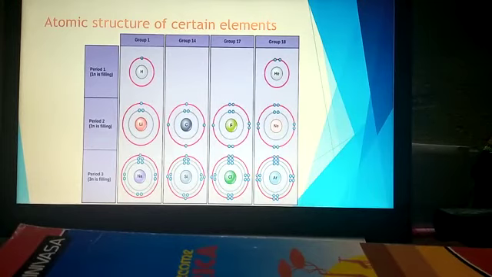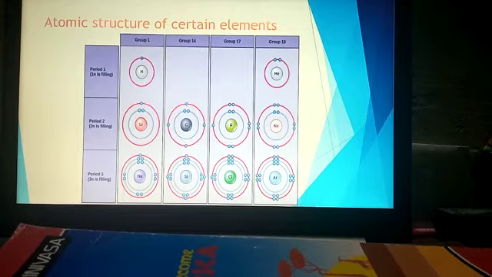This is the atomic structure of certain elements, children, in the first period. The first one you can see is hydrogen, where in the first orbit it has only one electron. The second element is helium, the inert gas element, which has 2 electrons. Then the third element is lithium, 3 electrons, 2 in the first shell and 1 in the second shell.